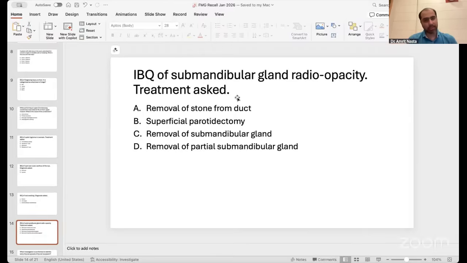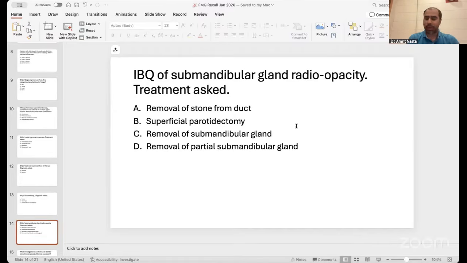Now, in principle, the treatment is removing the stones. You don't have to remove the gland. One option involved parotidectomy. One option was removing submandibular gland fully. One was partial. So submandibular gland fully is not necessary. Okay, that should not be the answer. Option A would be the best answer, and how to remove it depends on the size of the stone. Okay, the technique of removal is dependent on the size of the stone.